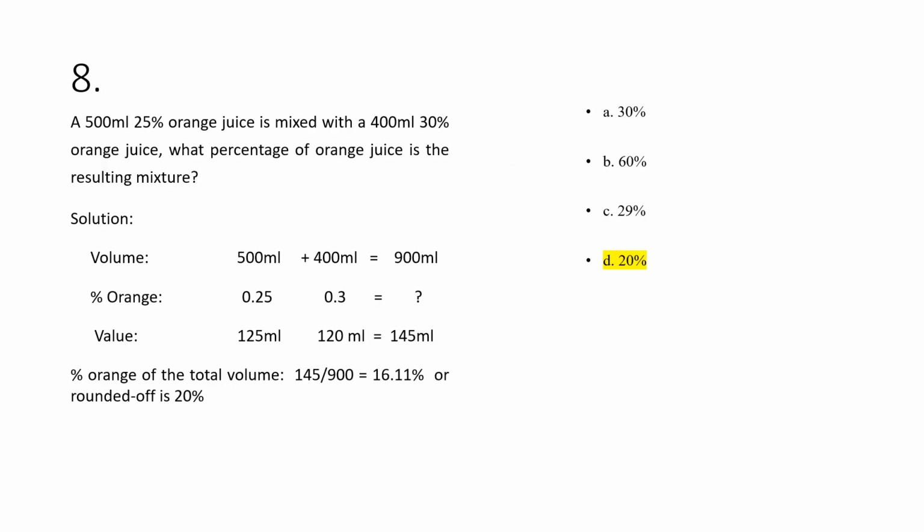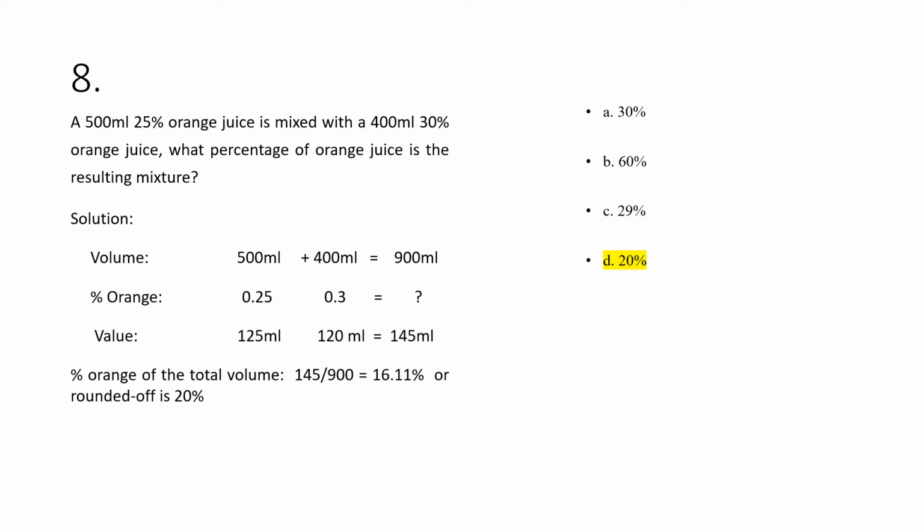For number 8, we are given that a 500 ml 25% orange juice is mixed with a 400 ml 30% orange juice, and we have to compute for the percentage of orange juice in the resulting mixture. Given the illustration, we have the volume, the percentage of orange, and the corresponding amount or volume for each of the mixtures.